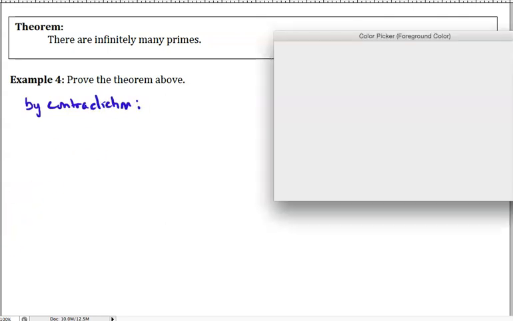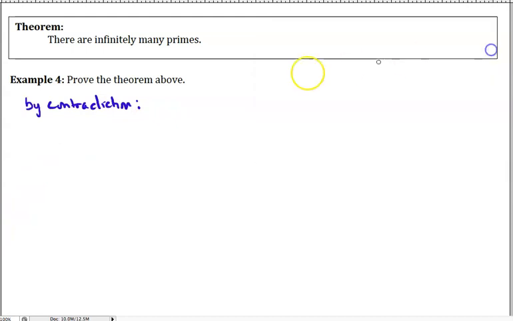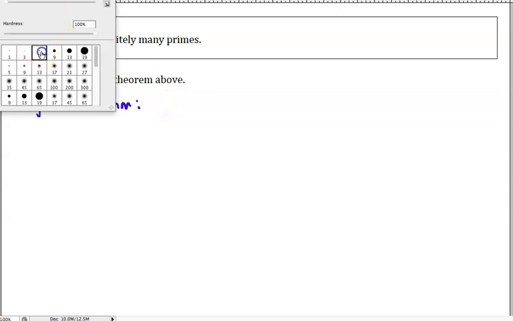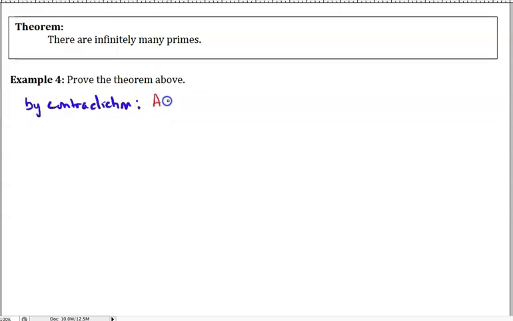So by contradiction, we are assuming that there are a finite number of primes. Let's list them. They're going to be P1, P2, through Pn. Pn is my largest prime here, and then I run out, they stop. So this is my assumption here.